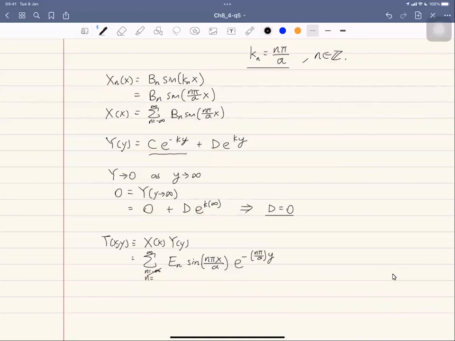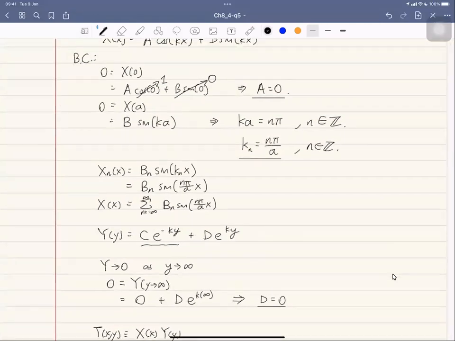I could start from 0, but you see that's a little bit redundant, because if n equals 0, then the whole thing is 0. So it's not going to really contribute. So just to save a little bit of tidiness, we're going to start with n equals 1.